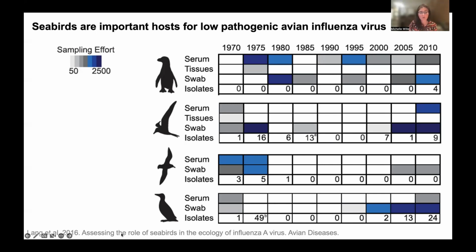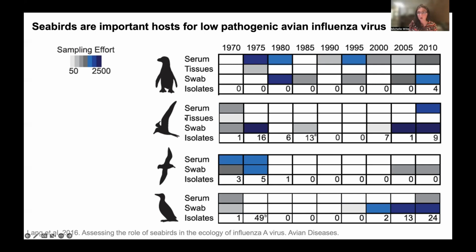We did a review a few years ago, and this is a figure from the review, wherein we identified 4 groups of seabirds that are likely important in the ecology of these viruses, including penguins, terns, Procellariiformes, and Alcidae. And how this figure works is it's just showing you sampling effort over time. Shown here is a heat map, so year on top, different tissues, and then isolates. Okay, this is the number of viruses that we've managed to isolate from these species.